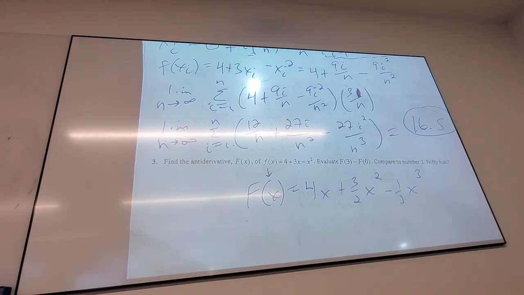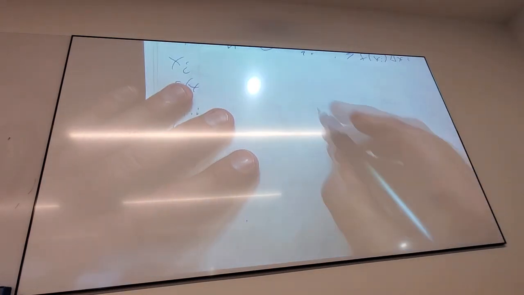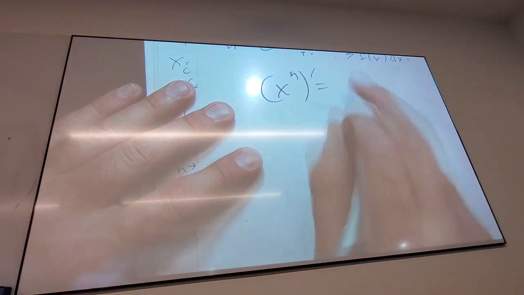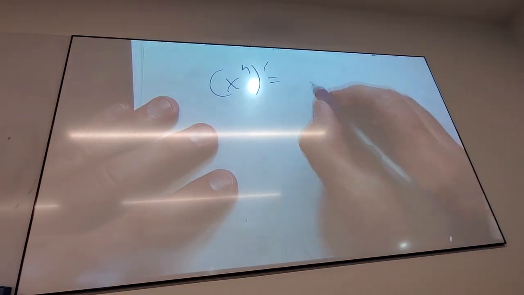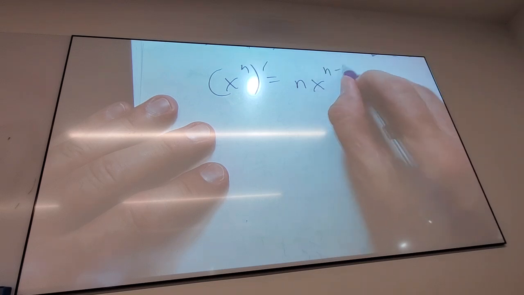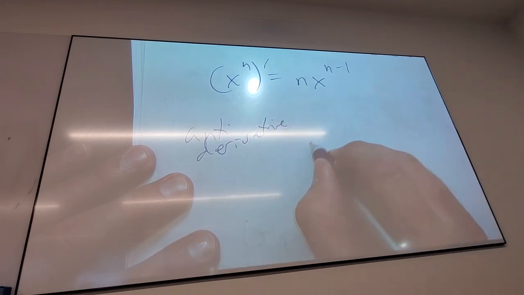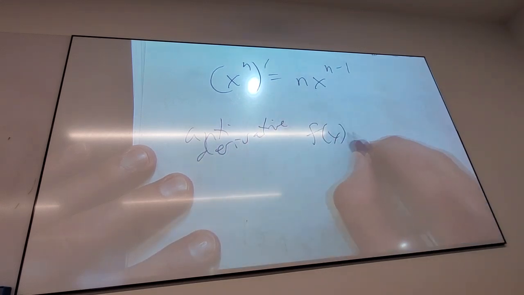Okay, so let's do this. I haven't developed this rule yet, but do you remember the rule for the derivative of the power? What's the derivative of this? Okay, so let's develop an antiderivative rule.